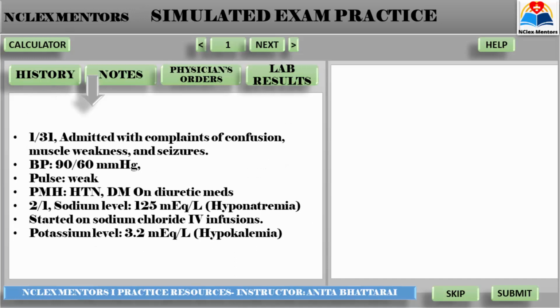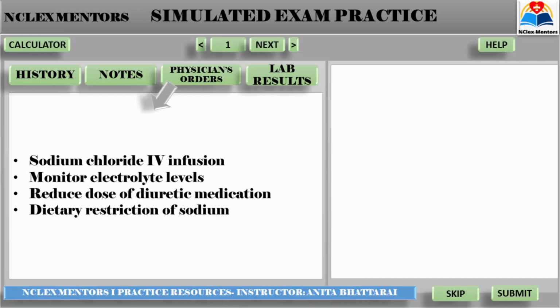Nurse's note states that on Jan 31, admitted with complaints of confusion, muscle weakness, and seizures. BP is 90/60 mmHg, pulse weak, history of hypertension, diabetes mellitus, and is on diuretic medicine. On Feb 1, the sodium level is 125 milliequivalent per liter. Started on sodium chloride IV infusions. Potassium level is 3.2 milliequivalent per liter.